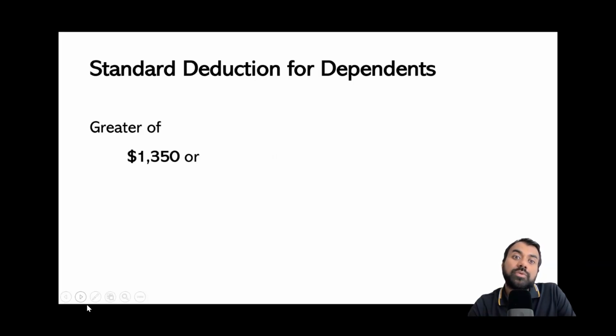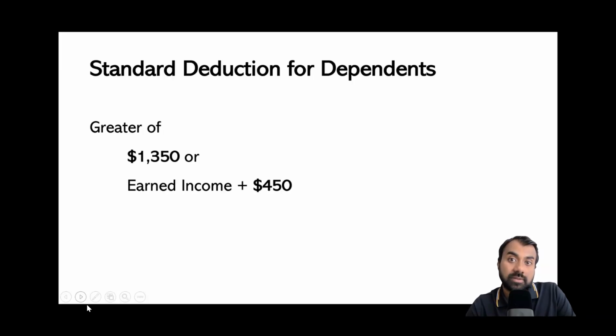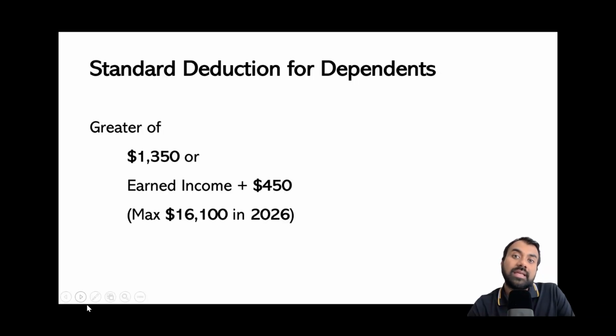Now, let's think about the standard deduction for dependents. This is another area that's heavily tested. The standard deduction for dependents follows this rule. It's the greater of 1,350 or earned income plus 450. Whichever is greater, we take that amount. But there is a cap. We cannot exceed the maximum standard deduction for a single tax filer. For the 2026 tax year, that's 16,100.